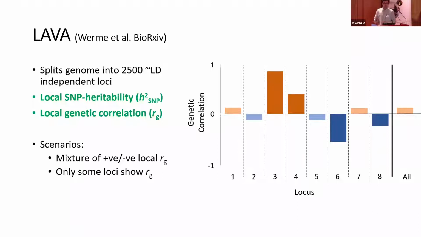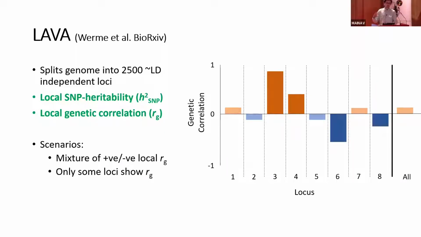And these methods briefly work by splitting the genome into broadly LD-independent blocks, and then estimating the heritability or genetic correlation with another trait within each of those blocks. LAVA is one method to do this, recently published, but there are other methods as well, such as HESS and SUPERGNOVA. But they've all consistently shown that the relationship between two traits can vary across loci.